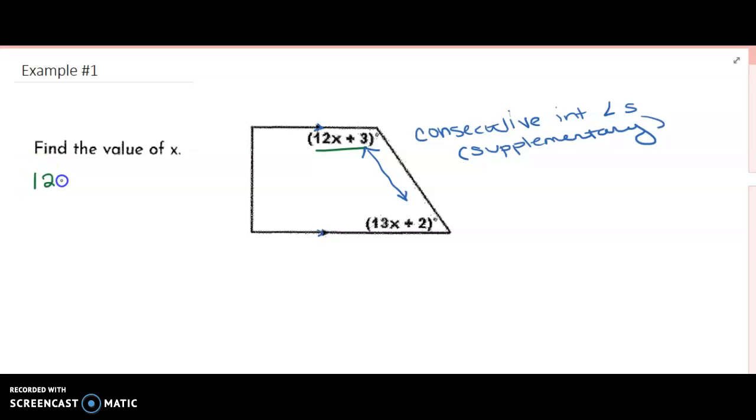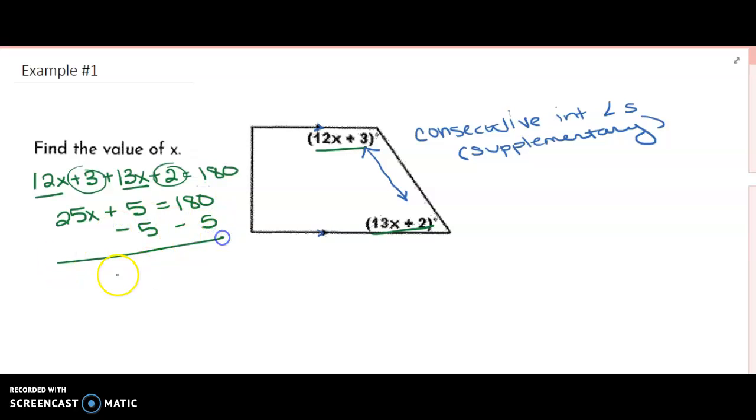So I could say 12x plus 3 plus 13x plus 2 equals 180. So 12x plus 13x is 25x, plus 3 plus 2 is 5, equals 180. Minus 5, minus 5, I get 25x equals 175. Divide by 25, I get x has to be 7.